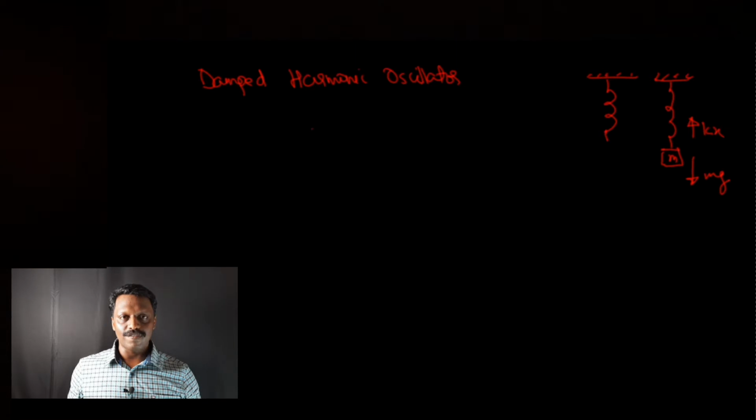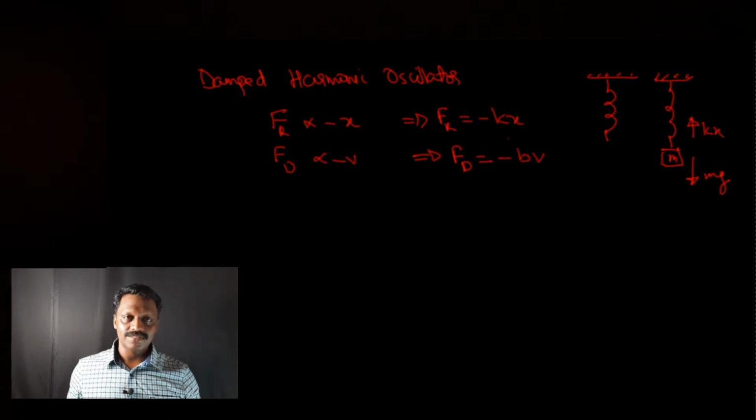Let us consider the damping force Fd, which is proportional to the velocity, and the restoring force, which is proportional to the displacement. The restoring force is directed towards the mean position, that is always opposite to the displacement, hence the negative sign. The damping force is opposing the motion, that is opposite to velocity, hence the negative sign. So the damping force is negative bv, where b is the damping constant of the medium, and the restoring force is negative kx. The net force on the system is the sum of the damping and the restoring forces.